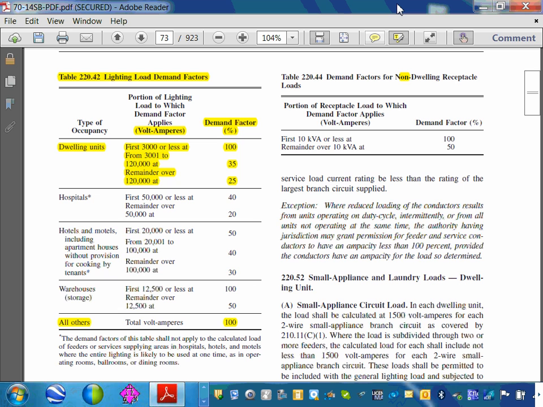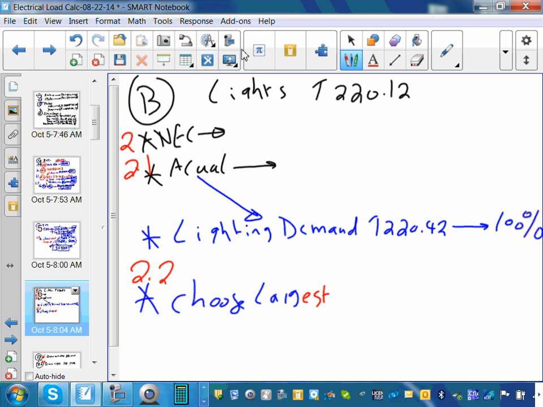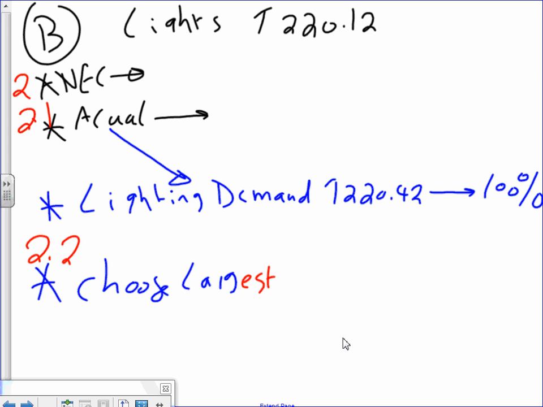Okay, does it make sense though? Yeah. All right, let's go apply it. So let's put it here and go back to this table. Now that you guys are experts in these two tables that you highlighted, let's go apply it. Okay, let's apply lighting. 220.12. From 220.12, NEC allows you 3.5 volt-amp multiplied by the square foot of the building. Is what? 50K.